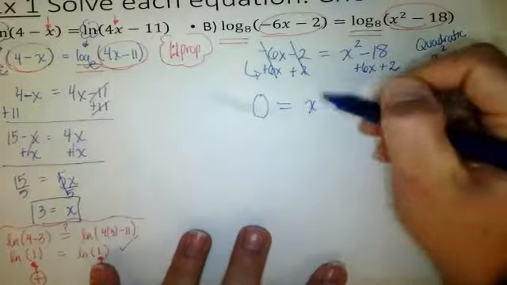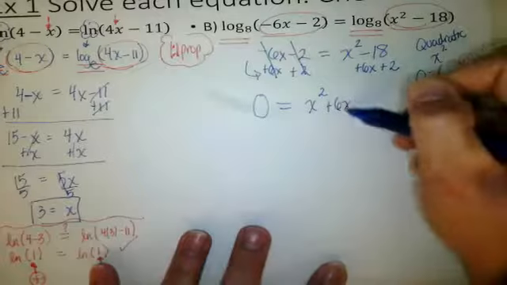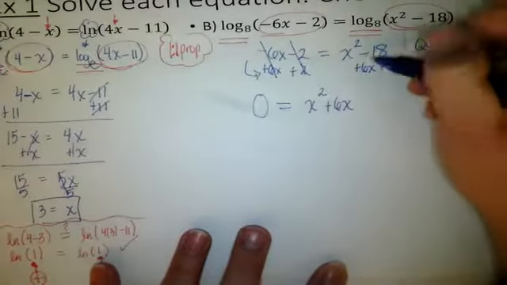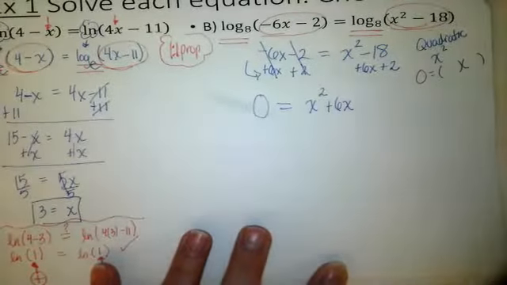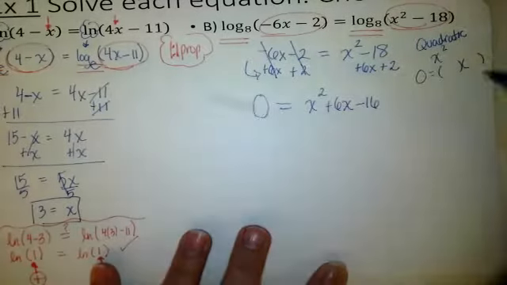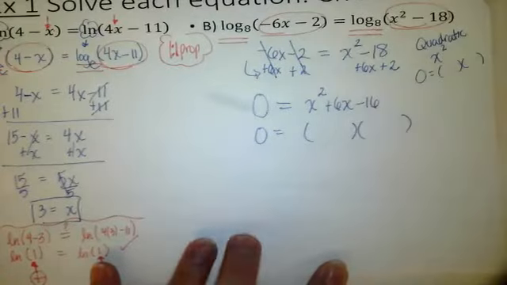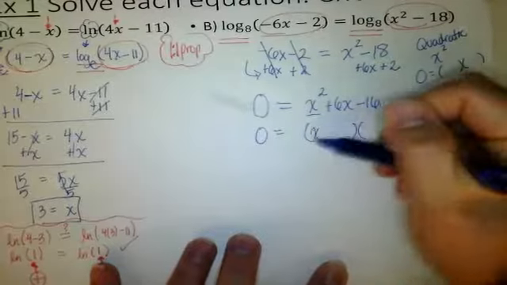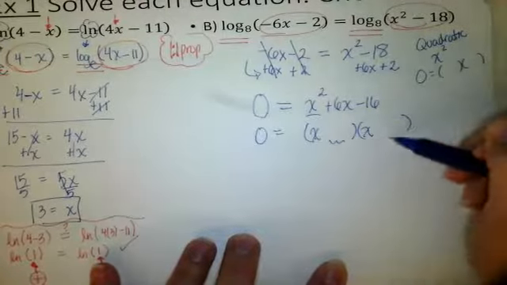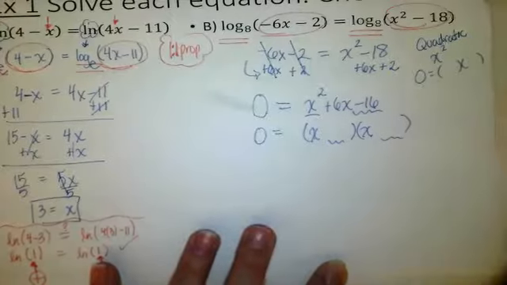I have an x squared. It didn't have a like term. I have a positive 6x. It also didn't have a like term. But negative 18 plus 2 gives me what? Negative 16. Very good. So we're going to set it equal to 0, and then we need to double bubble. Factor that. What times what is x squared? X times x is x squared. Last times last has to be negative 16. What times what is negative 16?